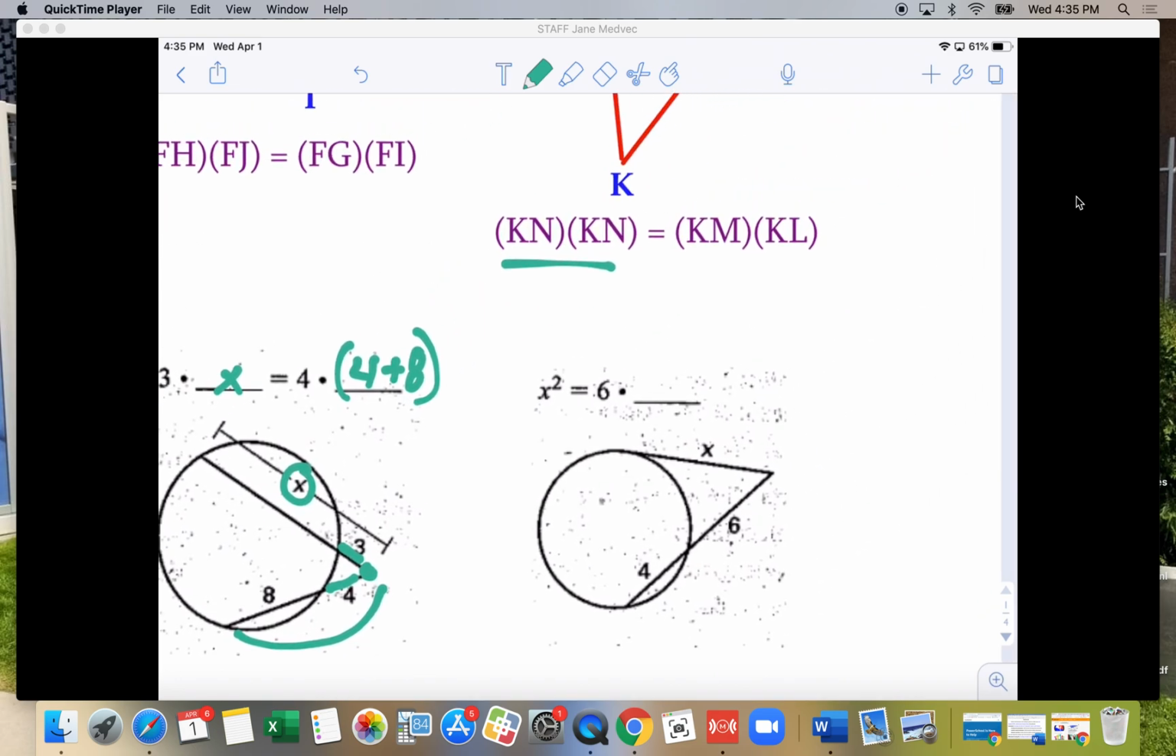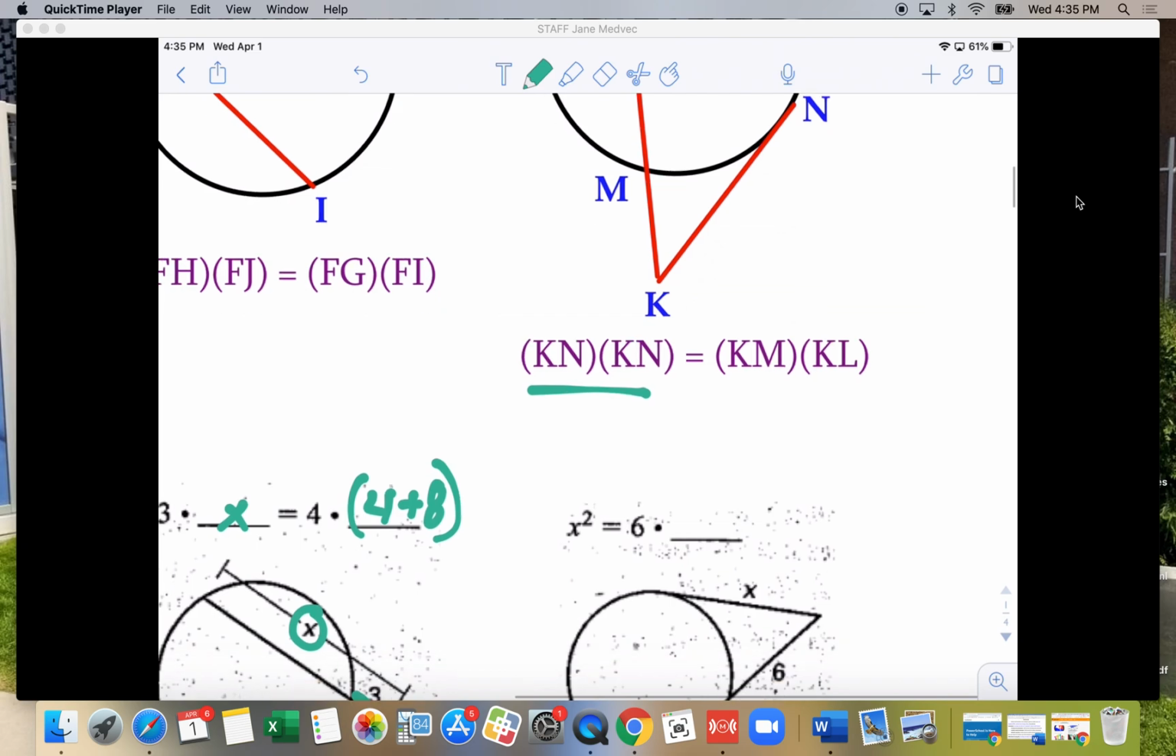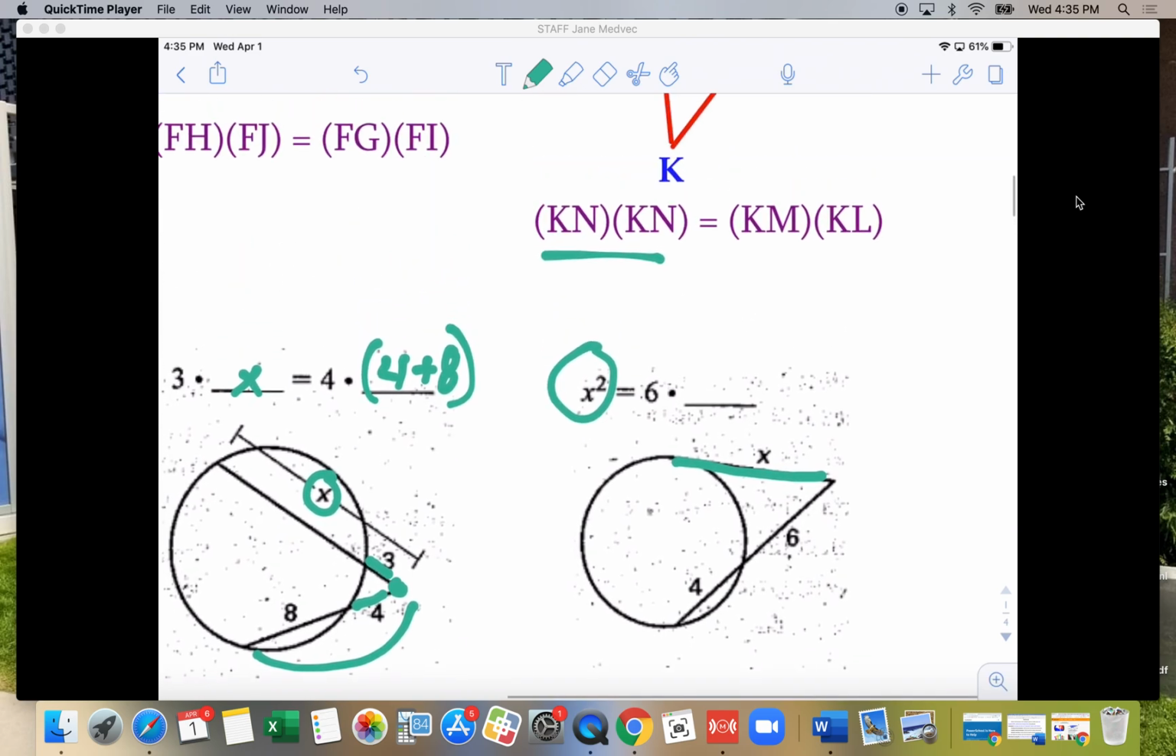And then finally, I'm going to take a look at this one. You're going to notice that this one is like number 3, because this part right here does not go through the circle to create 2 pieces of a line. It's just 1. And so that gives me x squared. Then I'm going to take the outside, which is 6, and multiply it by the whole. And again, that is 6 plus 4. I'm going to put parentheses around those because I'm going to add those together before I multiply.